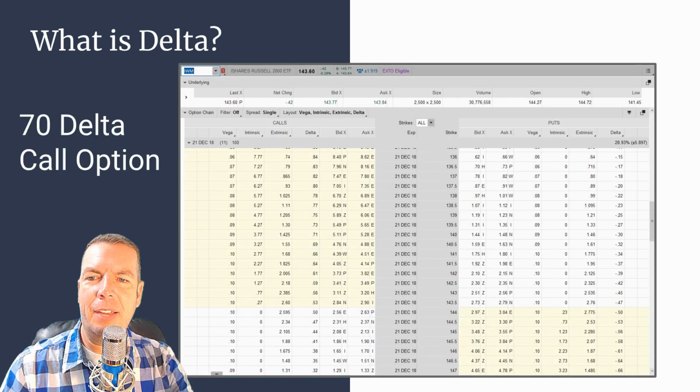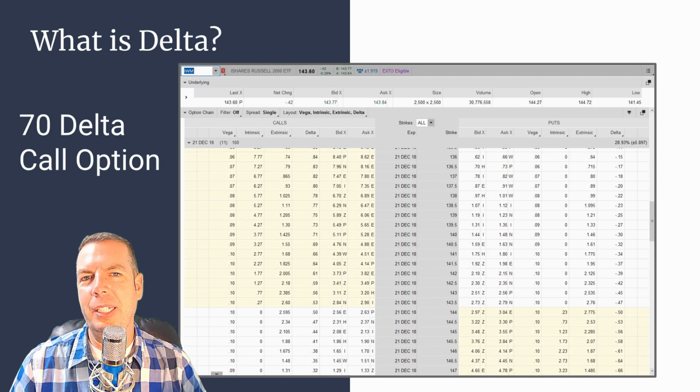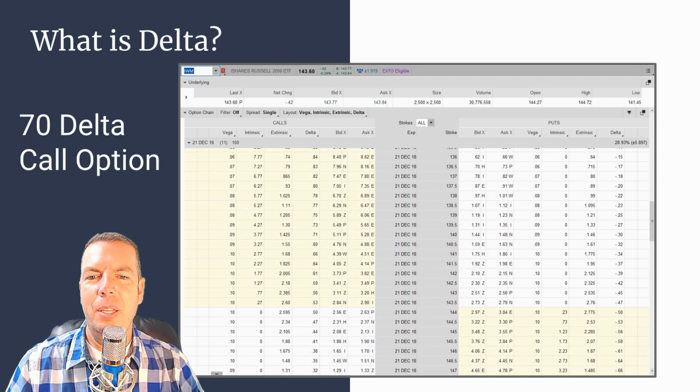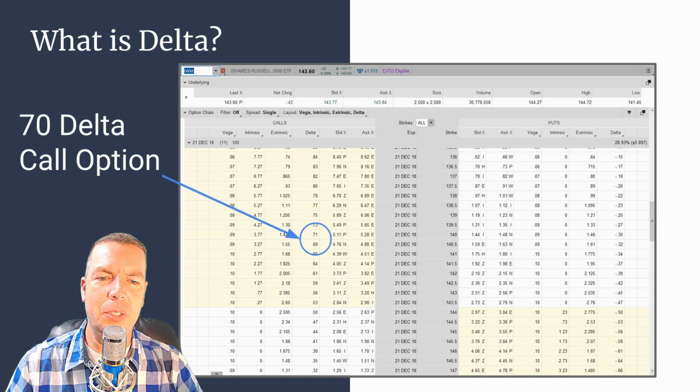So let's take a look at a 70 delta call option. And we hear about people buying the 70 delta call option, or selling the 15 delta put options, things like that. So when we're talking about options and buying options, it's not all the time we're talking about strikes. We want to look and see what that delta is too, and generally traders will gravitate towards this 70 delta. So this is what a 70 delta is right here.